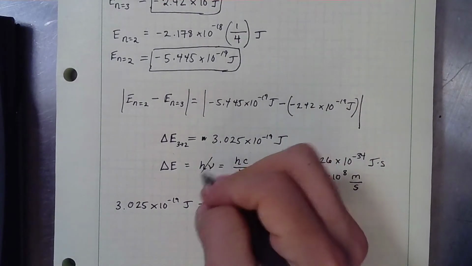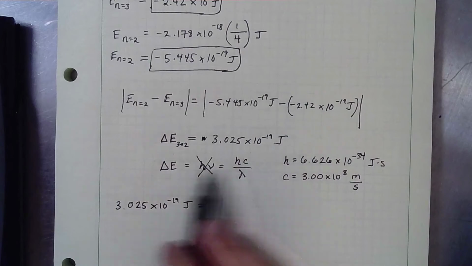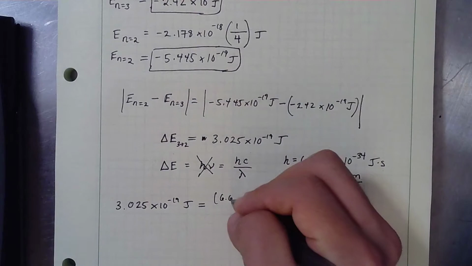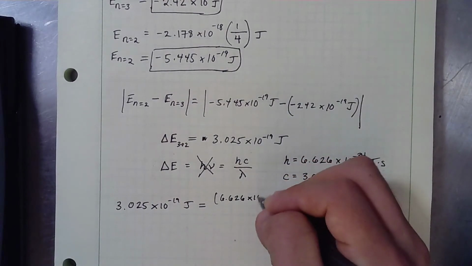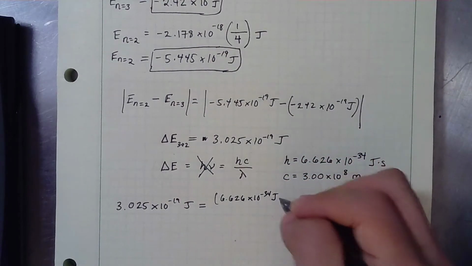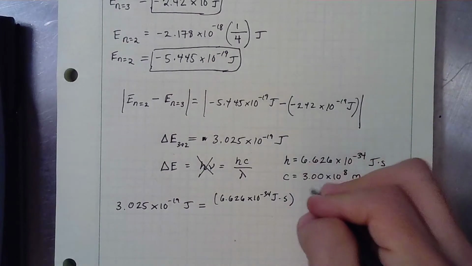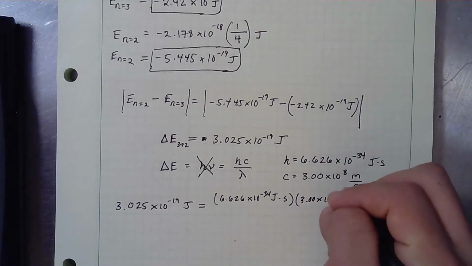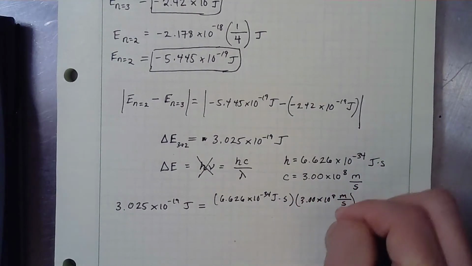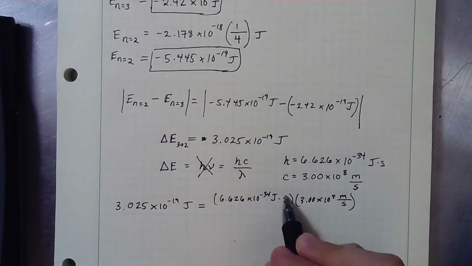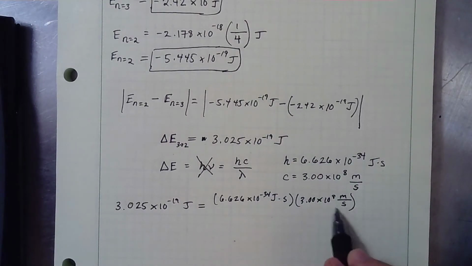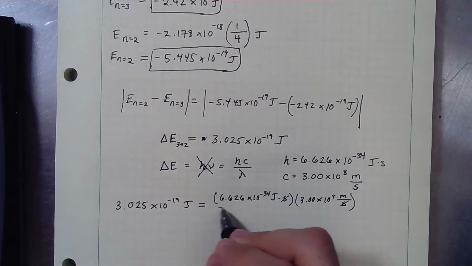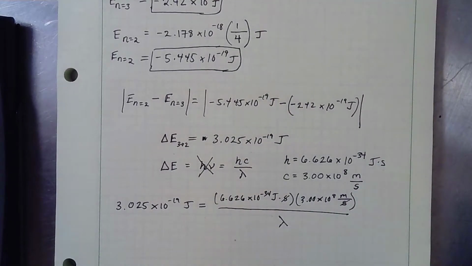This is equal to, we're not really focusing on this part of the equation right now, we're looking at the ends. This is equal to h, 6.626 times 10 to the negative 34 joule seconds, times c, 3.00 times 10 to the 8th meters per second. Notice how I have seconds in the numerator here and then seconds in the denominator here. Those seconds are going to cancel out, and this is over the wavelength.